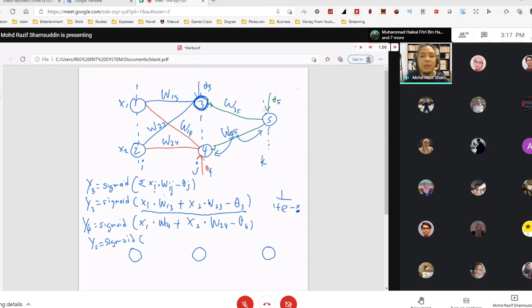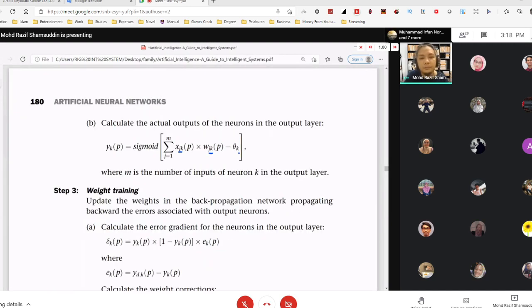Now the output will become the input for the next layer. So now Y3, because it's an input here, is multiplied by weight 3,5, plus Y4 times weight 4,5, minus threshold 5. That's it. When you calculate this, you'll get the actual output YK, which is Y5. So you manage to finish the second step.